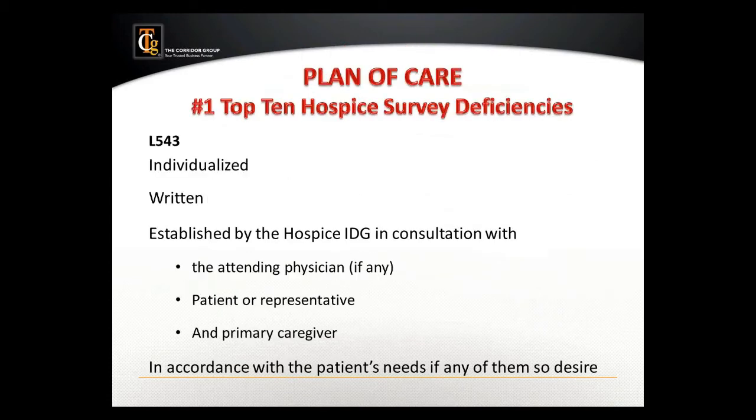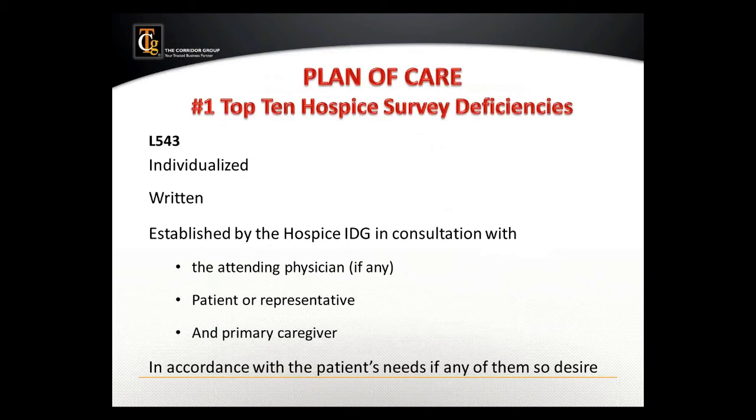Okay, so the plan of care. Let's get into the number 1 top 10 deficiency, and specifically addressing L543, which again is in that State Operations Manual. You'll be able to find not only the actual regulation, but also the interpretive guideline to the surveyor there.